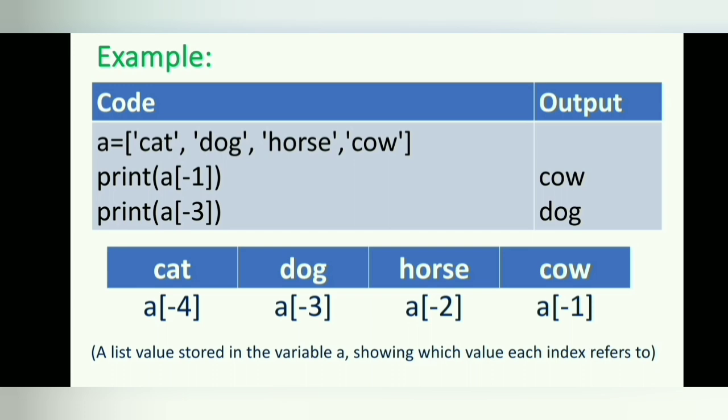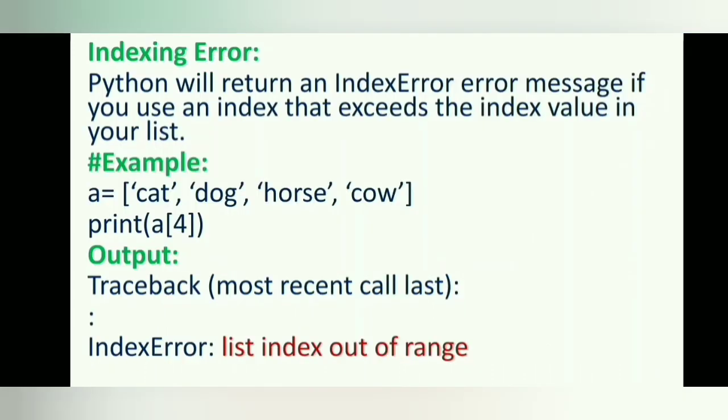Indexing error. Python will return an index error message if you use an index that exceeds the index value in your list. Example. In this example, a list of 4 items is assigned to the variable a. Here valid indexes are 0, 1, 2 and 3.